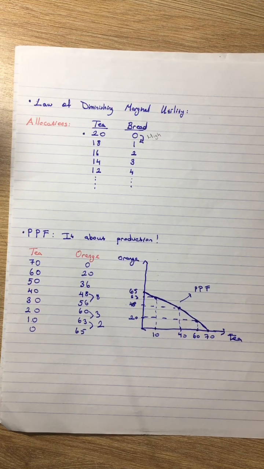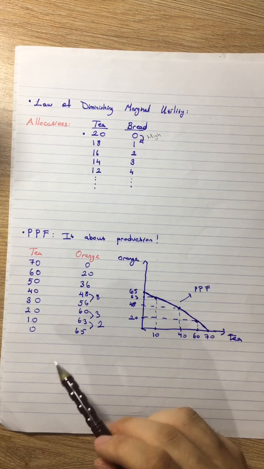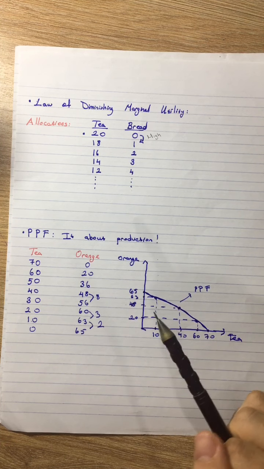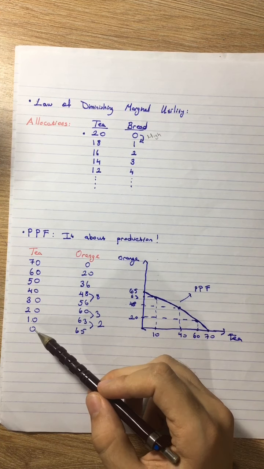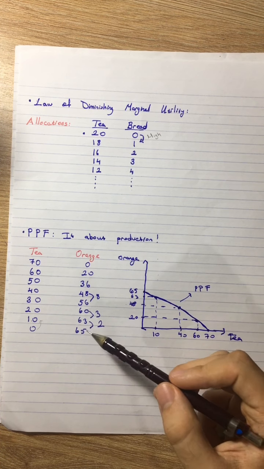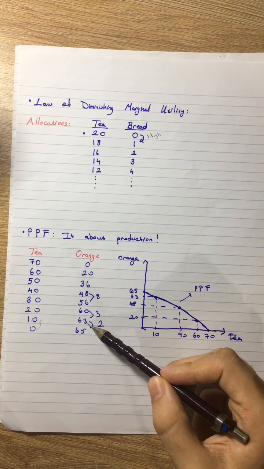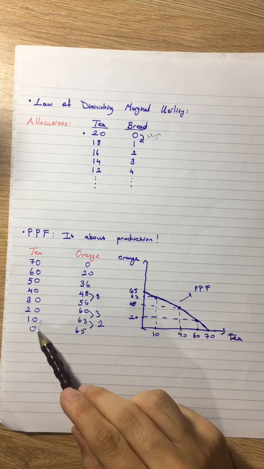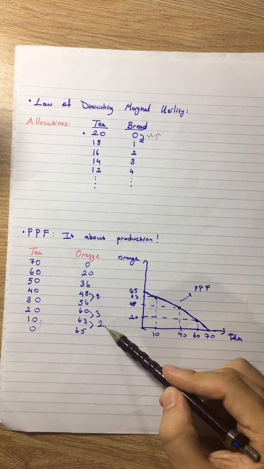So why does the slope change, you can ask. It's because the opportunity cost of producing one item increases. So we can see it from here mathematically. If we want to produce the first 10 units of tea, from 0 to 10, we must give up 2 units of orange. So the opportunity cost of the first 10 units of tea is 2 oranges.